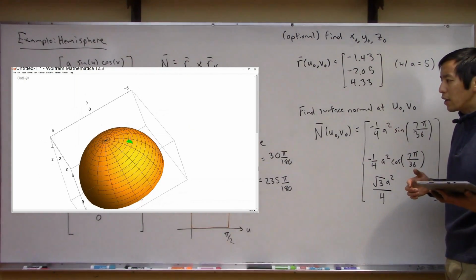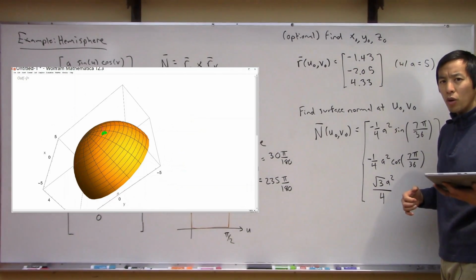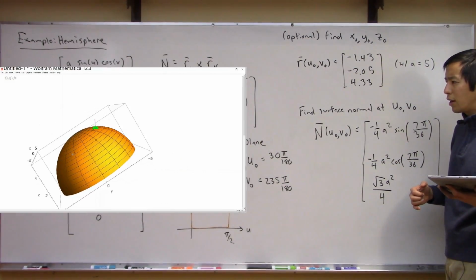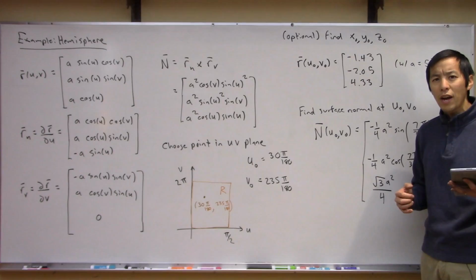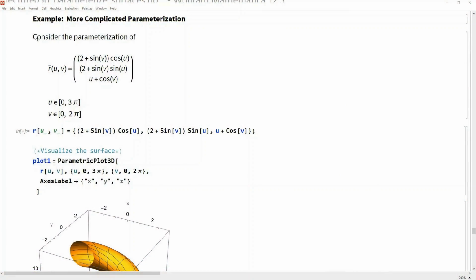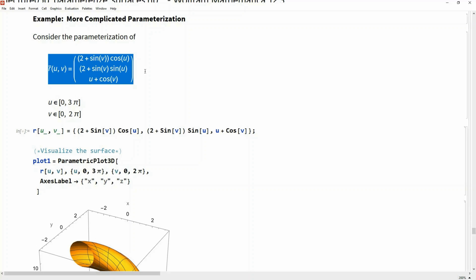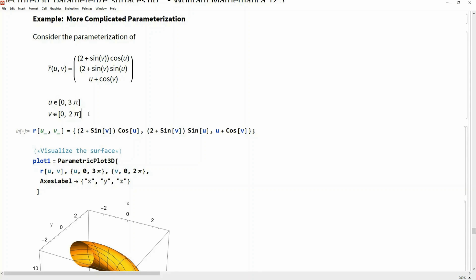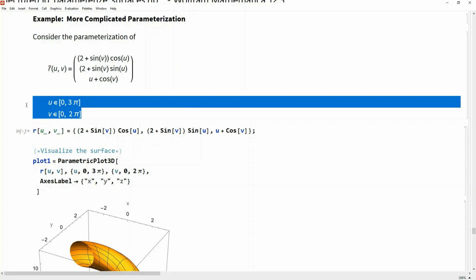So this is great. Tell you what, let's look at a slightly more complicated example, just so we can see what this looks like. In fact, let's actually do this on the computer in Mathematica. All right, so let's look at an example of a slightly more complicated parameterization. Here's this parameterization right here, which describes this surface. And let's again use a rectangular region in the UV plane of this right here.